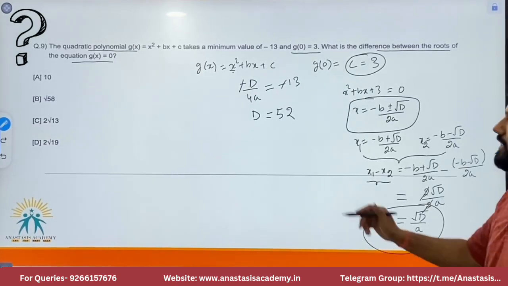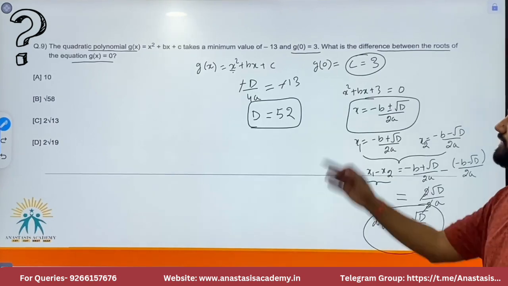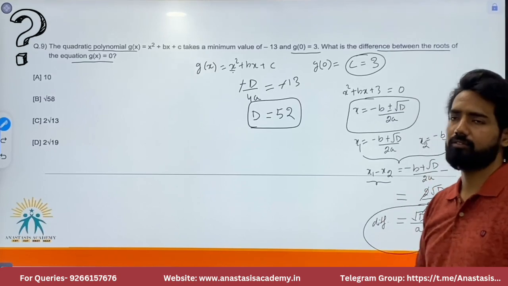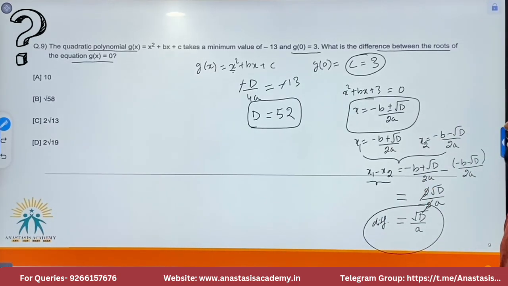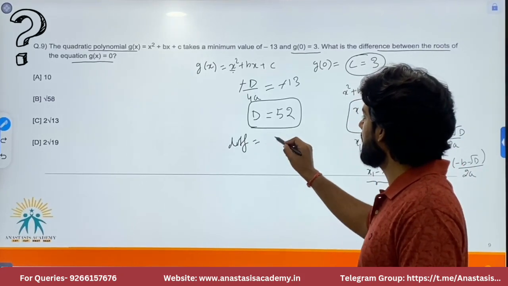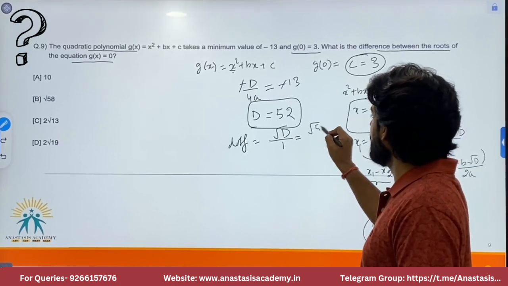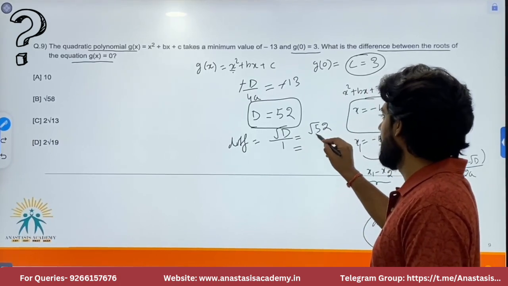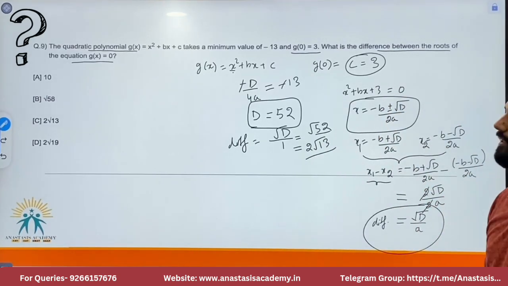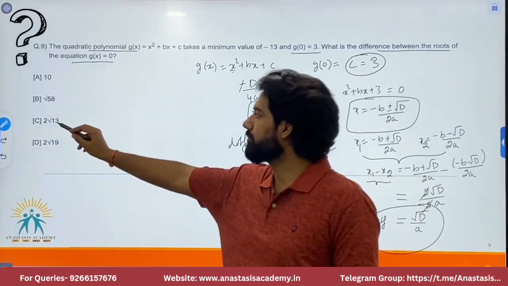Because I have the discriminant as 52, I can directly find the value of the difference of roots, which is asked. I need not find the roots of this equation. So from here, the difference of the roots becomes root D upon a, and a in this case is 1. So root 52 is the difference of the roots, that is root of 4 into 13. So 2 root 13 is the difference of the roots of this quadratic equation. So the correct answer is option C, 2 root 13.